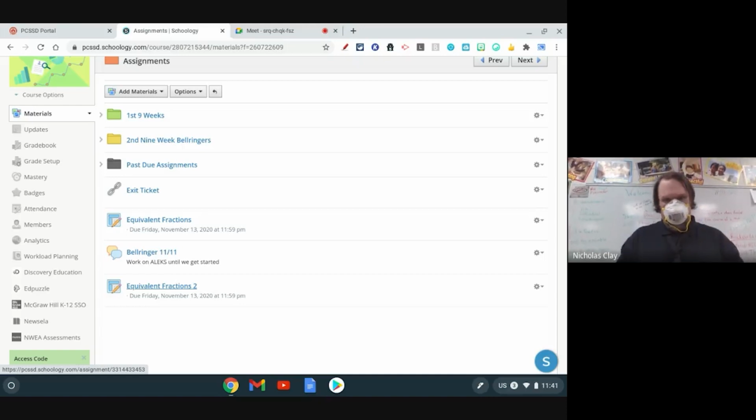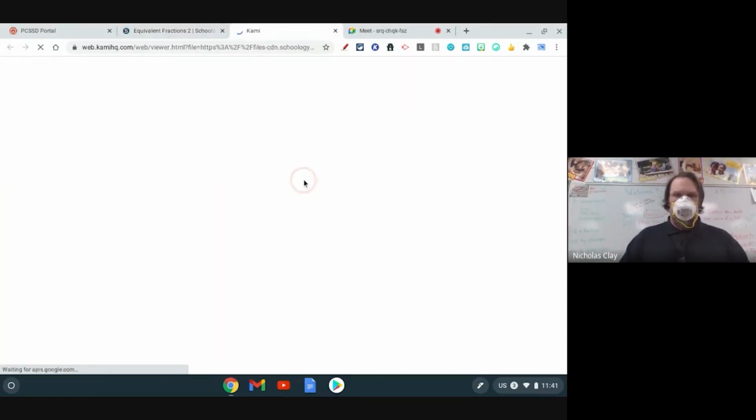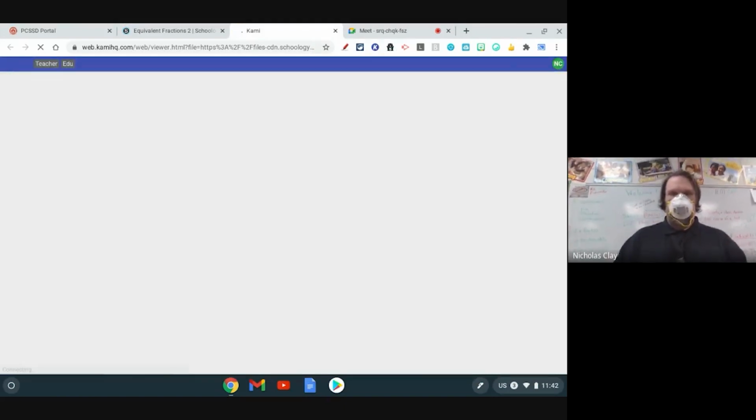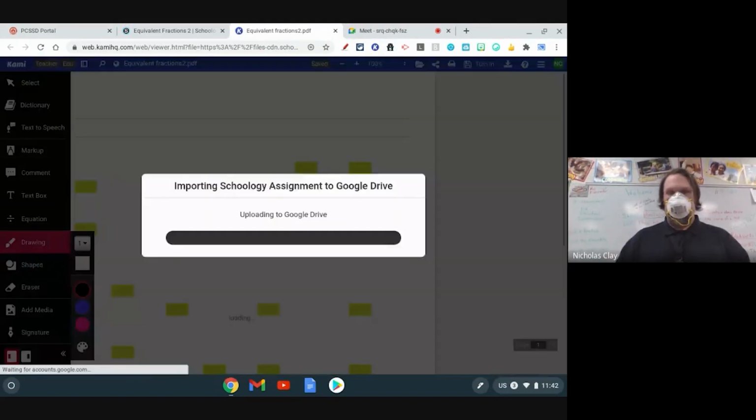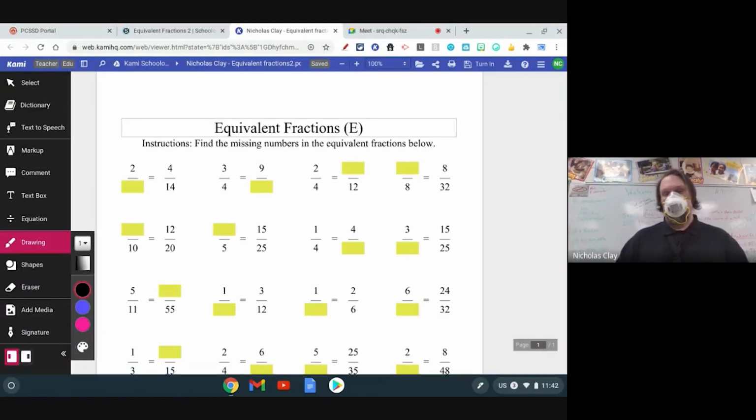So equivalent fractions. Or equivalent fractions 2. Can open it with Kami. Doesn't say open with Kami? What's it say? You might have to hit refresh. Get it?